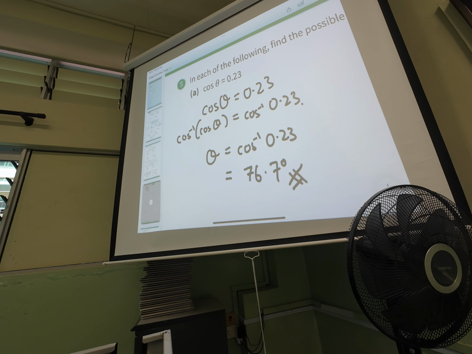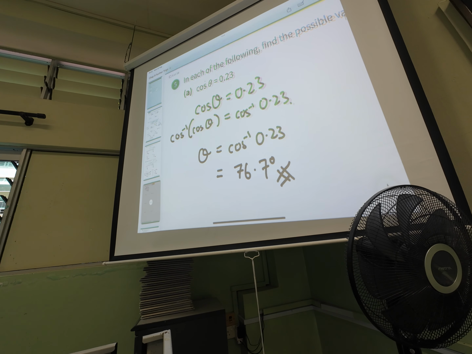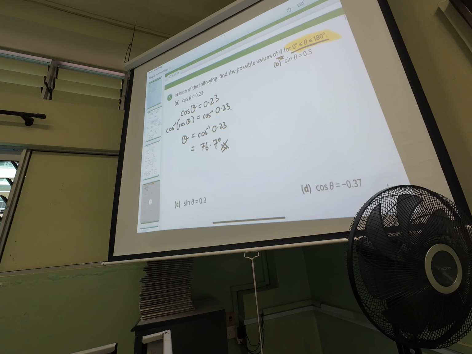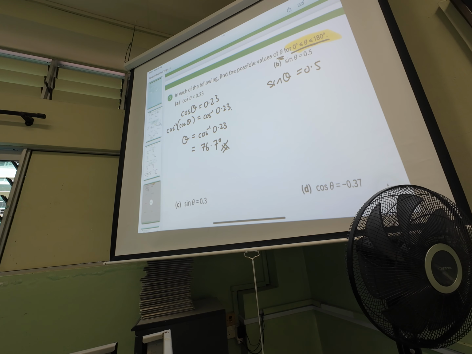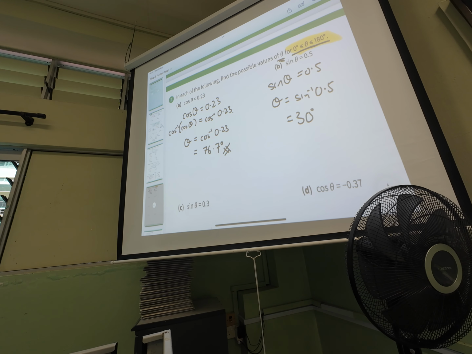This one we did in chapter 8 before already. So question 5a is like a revision. The new question is question 5b. When sine theta equals 0.5, if I do the same thing, I sine inverse my 0.5, I will get 30 degrees.